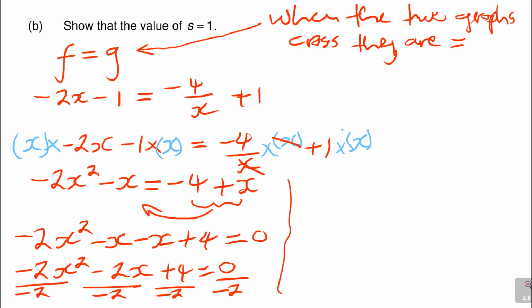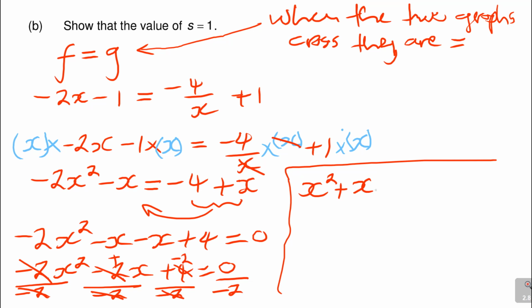Why am I dividing by negative 2? I don't want my x squared to have negative 2 because that's a quadratic equation now, so that I can have my positive x squared. Now again, negative 2 divided by negative 2 is positive x now. That's where you need to be careful. And then negative 2 divided by positive 4 is negative 2. You see? This is equal to 0. Now, you need to factorize.